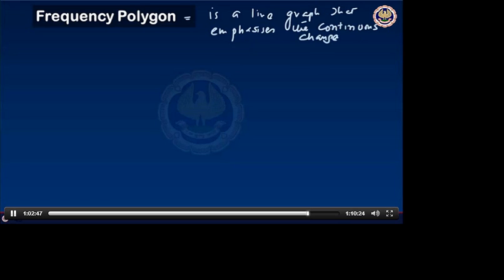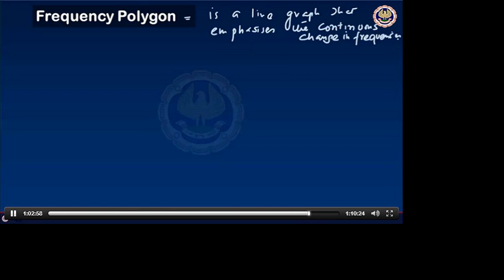So we'll make a frequency polygon. A frequency polygon is a line graph that emphasizes the continuous change in frequencies. So this is what the frequency polygon means. So let's make a frequency polygon.